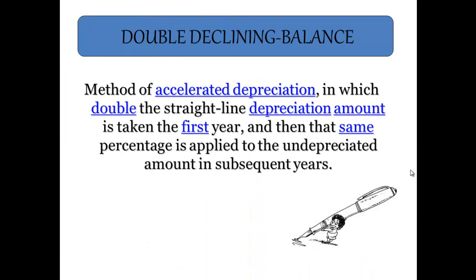Double declining balance is a method of accelerated depreciation, in which double the straight line depreciation amount is taken the first year and then the same percentage is applied to the undepreciated amount in subsequent years.